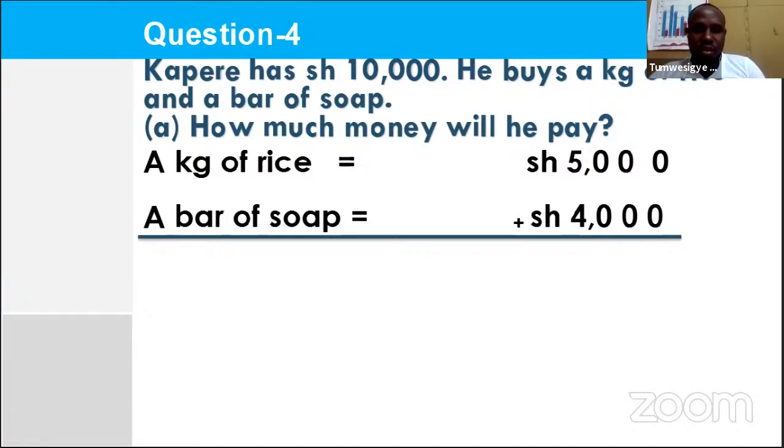So we have a kilogram of rice at 5,000. We have a bar of soap, and its price is 4,000. So we are going to add them together.